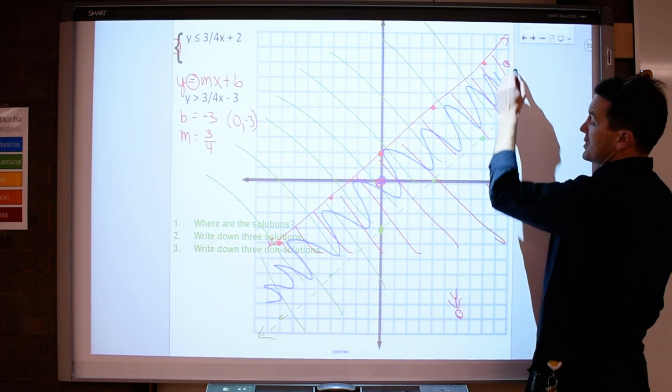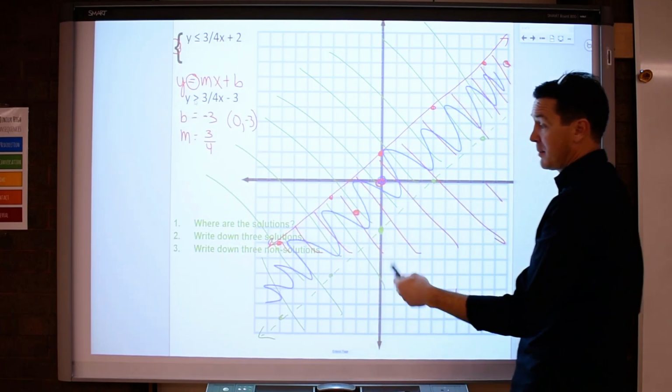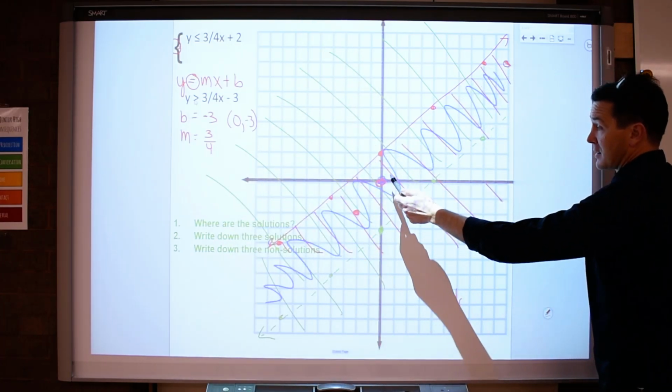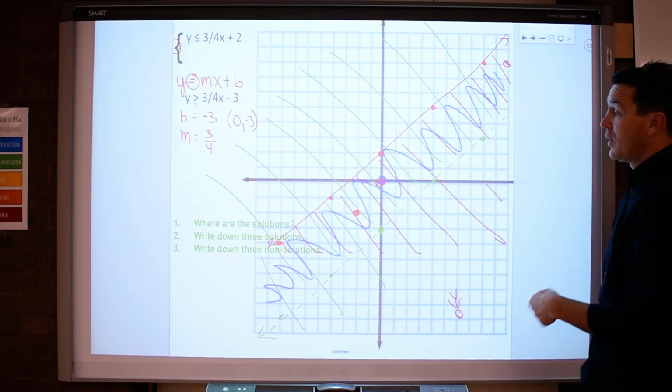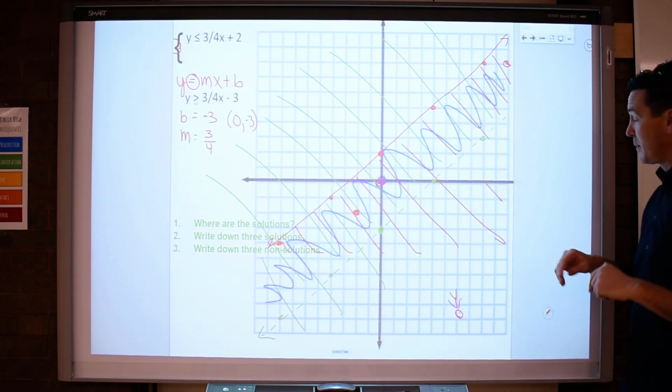10, 8 is a solution, -2 is a solution. There are some areas that are not solutions, anything in this area, like negative 10, 10, and some not solutions are also over here, negative 10, 10, negative 10. So solutions are in the middle area here. It's a special case only because the two lines are parallel.